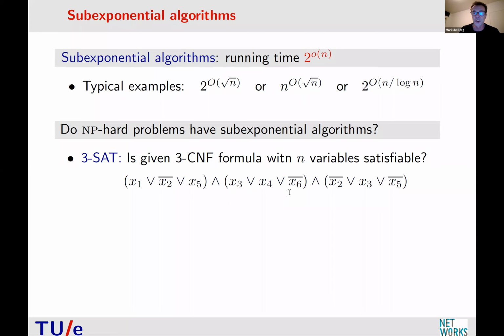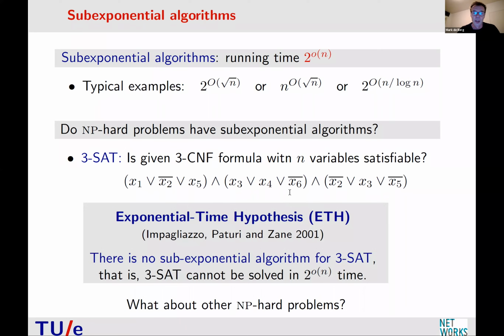Of course, what you could do is simply, if you have n variables, try all 2 to the power n possible settings of your variables and verify whether the formula is true or not. But you wonder if you can do faster. And actually, the answer is no, or at least the hypothesis is no, because there's this hypothesis by Impagliazzo, Paturi, and Zane that says that there is no sub-exponential algorithm for 3-SAT. So you cannot solve 3-SAT in 2 to the little o of n.